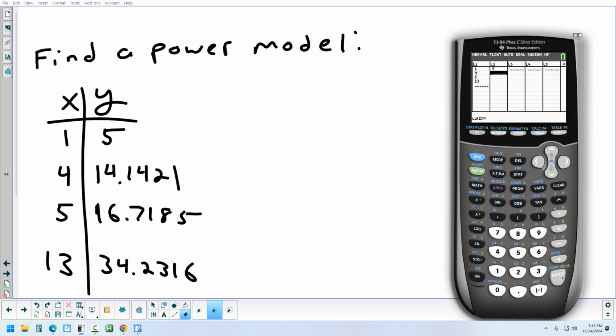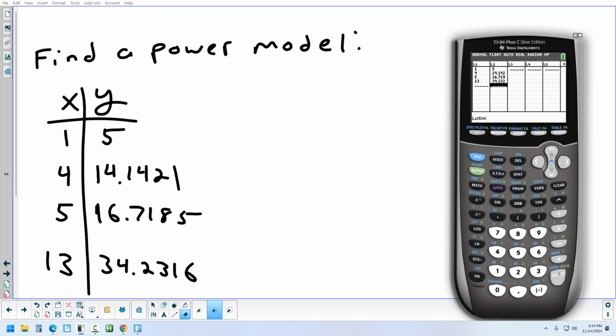5, 14.1421, 16.7185, and 13.34, whoops, 34.2316. You have to make sure you have the same amount of numbers in L1 and L2. If you don't, that's like writing a coordinate without the x or the y. You're going to get a weird error. Okay, so you've got to have 4 numbers in each column or 5 numbers, however many they give you.